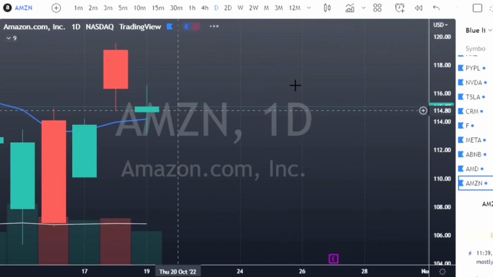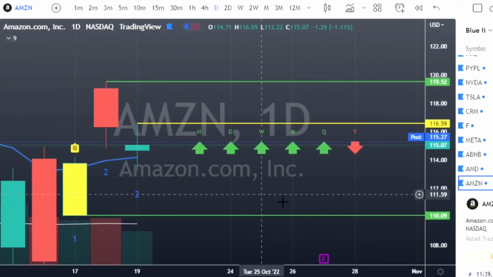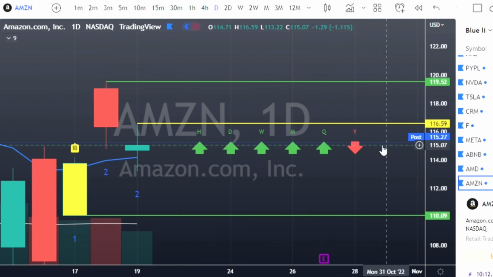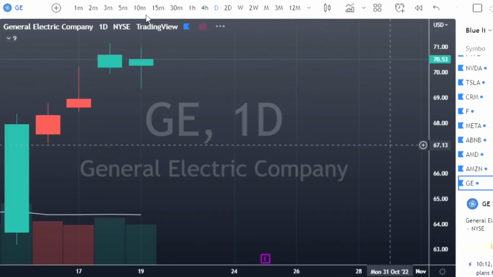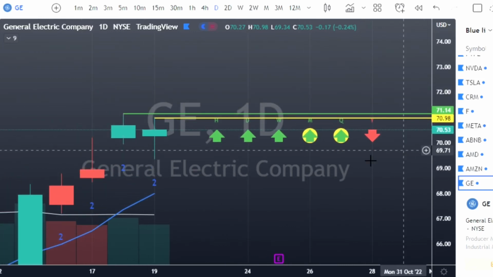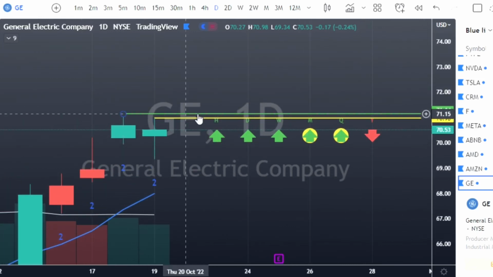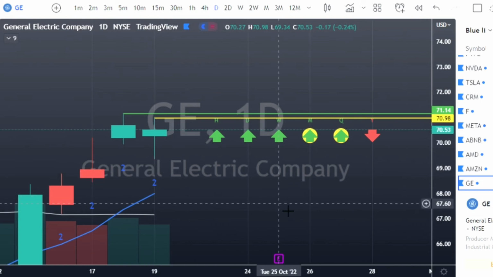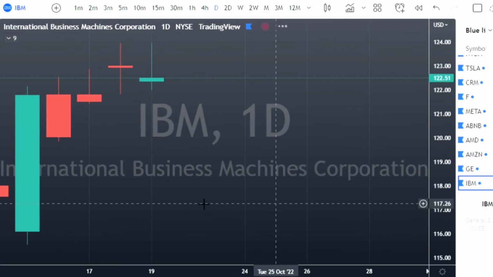Amazon 2 down green. We'll look for calls at 116.59. First target's 119.52. GE, that's General Electric, 2 down green. Calls at $70.98 is our trigger. 71.14 targets. Full time frame continuity outside of the year to the upside.